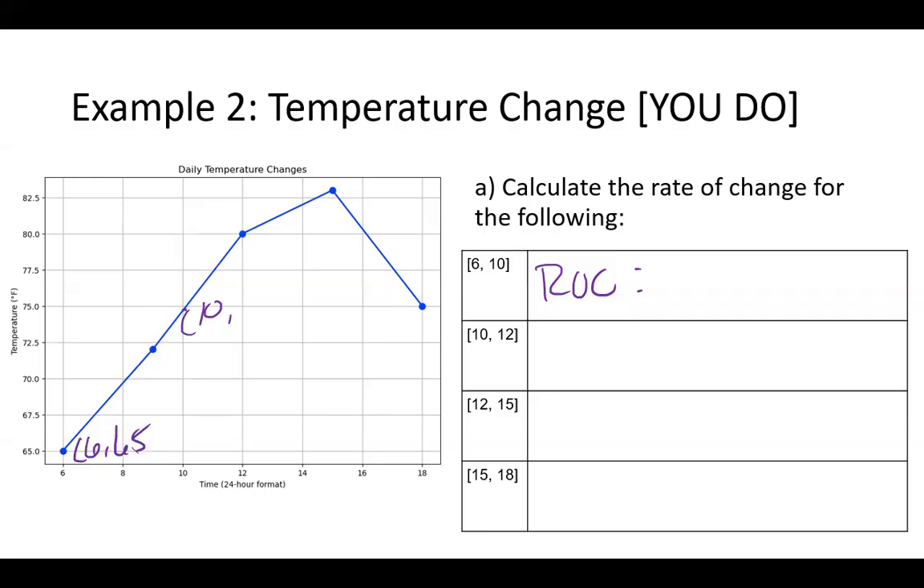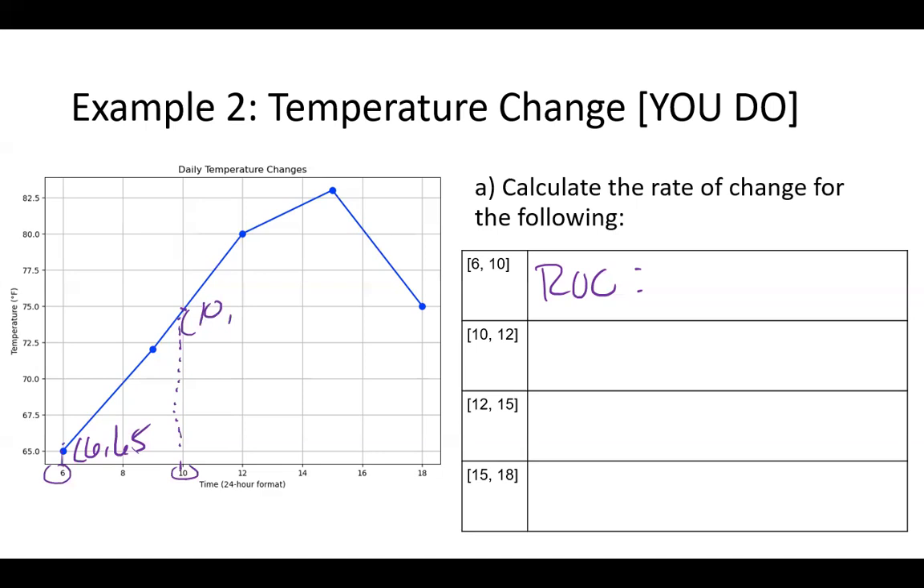So the interval they gave you was from 6 to 10. So that means that you're using from 6 to 10. So you're analyzing what's happening from here to here. So these are not points. This is your interval. So this is your interval of change. Yeah, 6 through 10 is your interval. So your interval is telling you where you're going on the x-axis. So on my x-axis, I'm going from 6 to 10, and I'm measuring from 6 to 10.